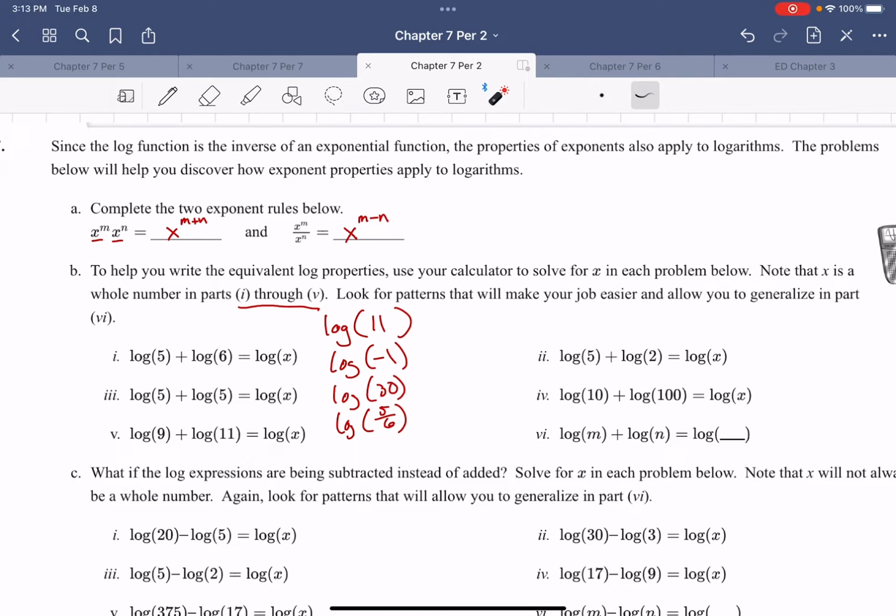I'm going to do one with you to help. So log 5, close the parentheses, plus log 6. My decimal comes out to be 1.477 is close enough. You can see it on your screen. You don't need to press delete, just leave it there. Now try log of 11. Do you get the same decimal? Try log of -1. What happens? Try log of 30 and try log of 5/6. Pause the video and try it.